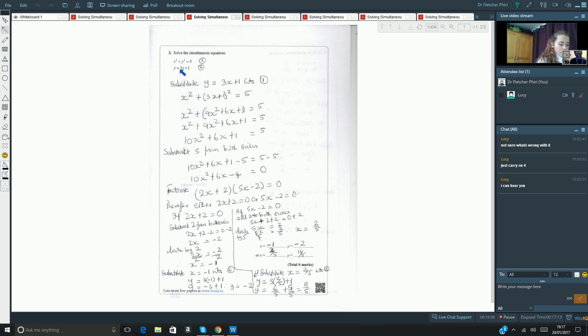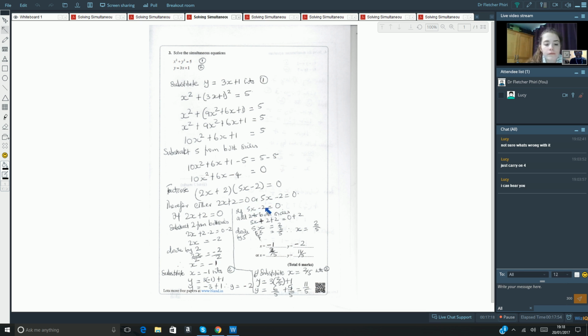So y is going to be equal to 3, which is this 3 here, multiplied by x that I found, which is minus 1. That's what you can see here. And then add 1, which is 1 here. Now, if I do that, I'm going to have minus 3 plus 1. That gives me y is equal to minus 2. So when x is minus 1, y is going to be equal to minus 2. So that's the first set of answers. You follow?